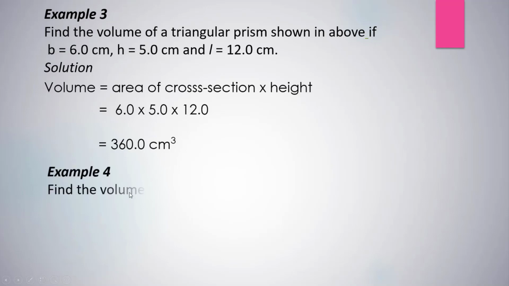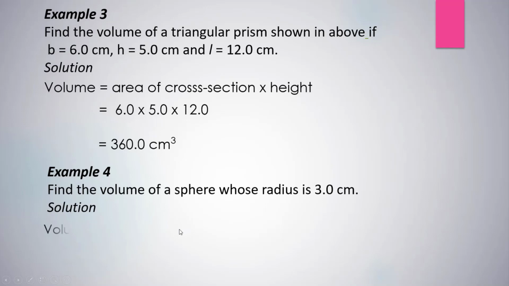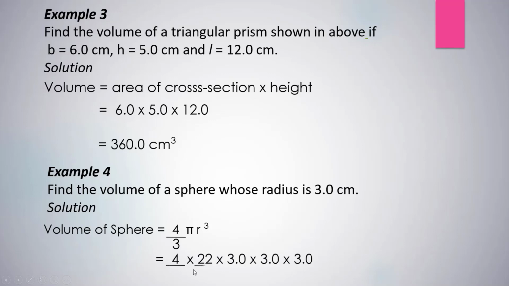And lastly, let's look at the fourth example here, also about the sphere. Find the volume of a sphere whose radius is 3 centimeters. Of course, remember the formula is 4/3 pi r cubed. Just substitute: 4/3 pi r cubed. Now, the pi is 22/7. We can also use 3.142, times 3 times 3 times 3, which is cubed, and we shall get the answer as 113.14.